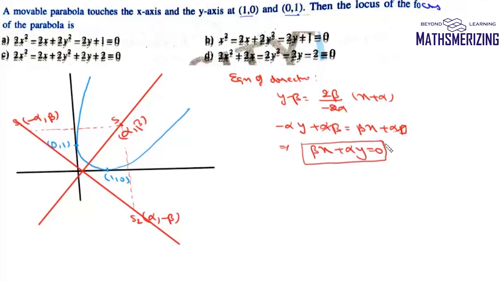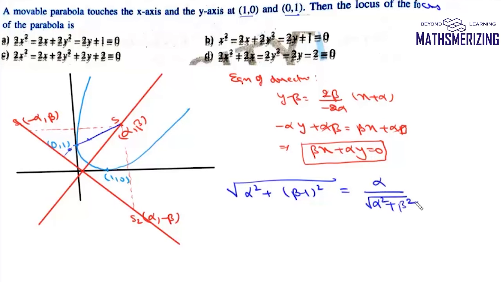Now it's a locus problem. We need to find the relationship between alpha and beta. Now we know that the distance of any point from the focus is the same as the distance from the directrix. So for this point (0, 1), we'll write this distance as under root of alpha square plus (beta - 1) whole square, and it should be equal to the distance of this directrix from (0, 1). So we'll take the distance from (0, 1), then we'll get alpha upon under root of alpha square plus beta square.